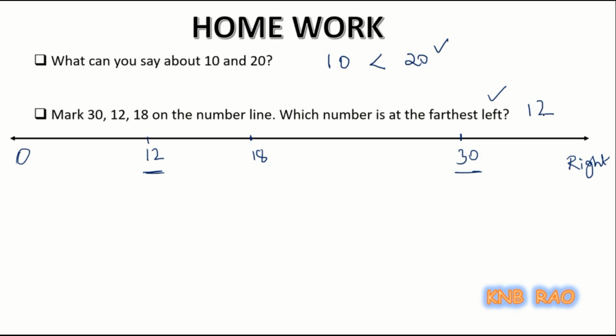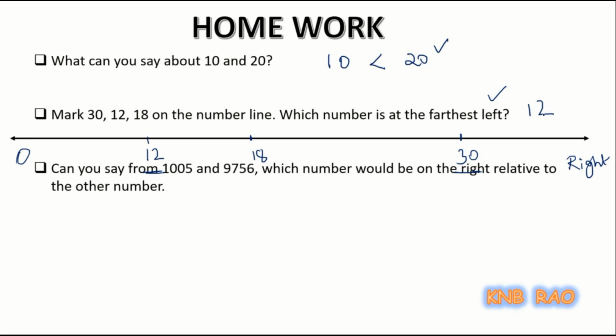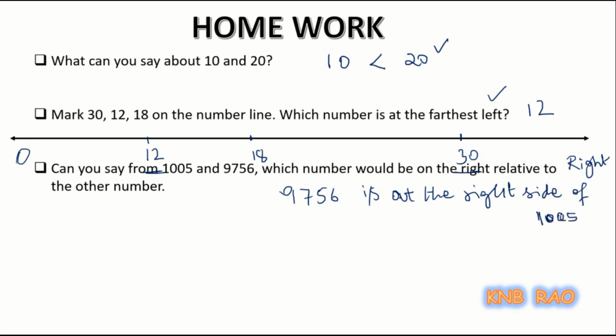Next, coming to the third question, can you say from 1005 and 9756 which number would be on the right relative to the other? Here obviously 9756 is bigger, so it is at the right side of 1005.